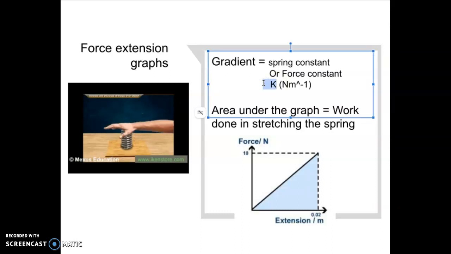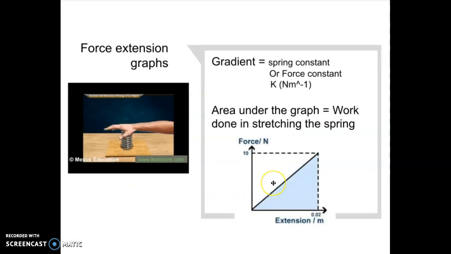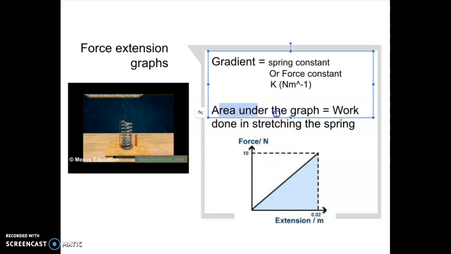The area would be equivalent to the work done. If you remember, going back to our introduction of work done, we said that if you have a force distance graph, you can work out the work done from the area underneath it. This is no exception. If we have a force extension graph for a spring, the work done is the area under the graph.